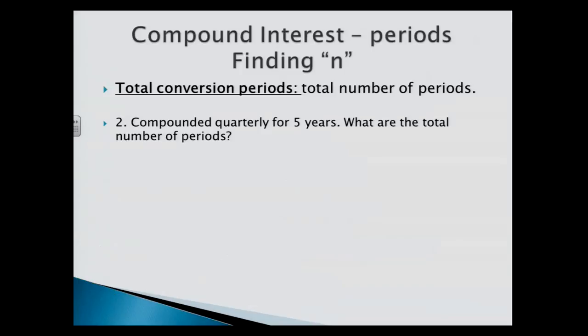So we're going to talk about N now. I is pretty easy to calculate. I just divided by the number of periods. N is a little more tricky. N is the total number of periods.